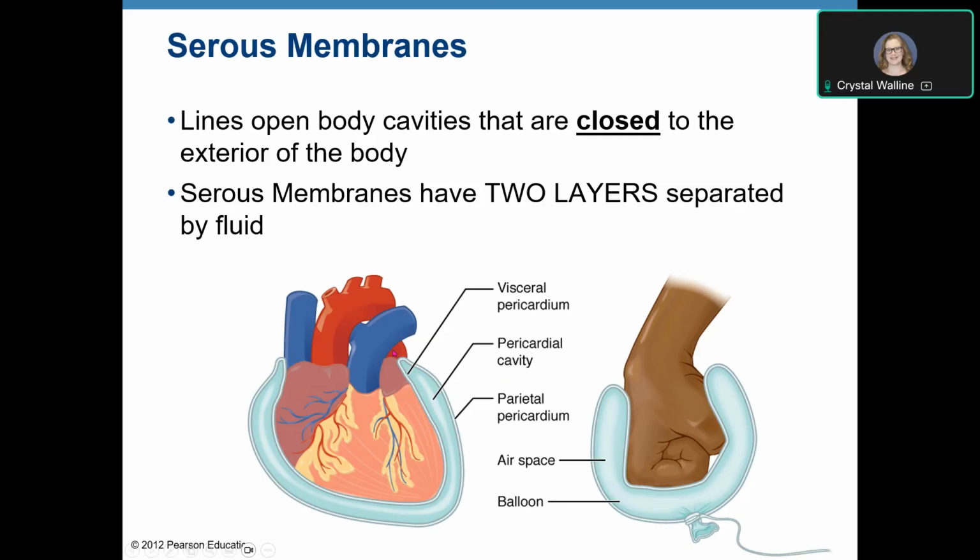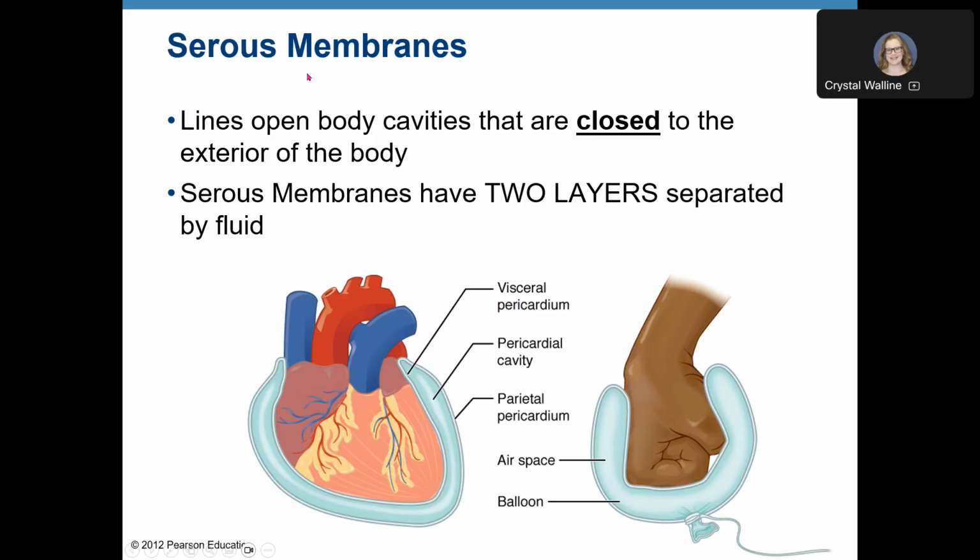To imagine how these membranes are wrapped around your organ, imagine taking a balloon that's not completely inflated and pushing your fist down inside of it. The first part that your fist comes into contact with is the first layer of the serous membrane, and that is called the visceral membrane. Then you have that layer of serous fluid, and then the second layer of serous membrane that your fist would not be in contact with would be called the parietal membrane.